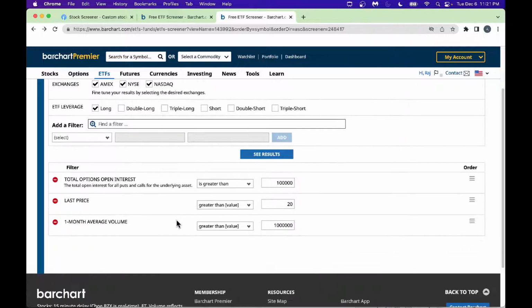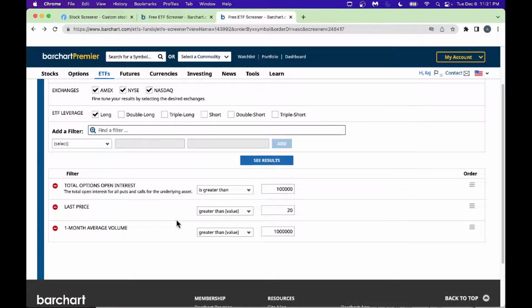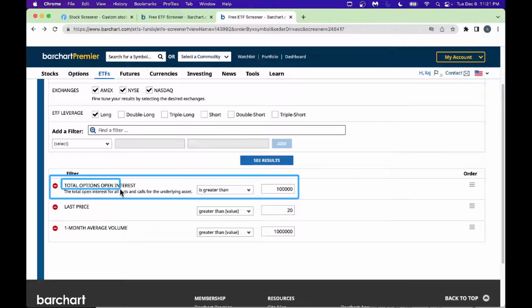And from a filter perspective, it's a very simple filter. I have open interest here. I want this to be more than 100,000. When we talk about open interest, it's basically the options contracts held by traders. It's not a daily volume. It's total options open interest, basically options contracts held as of now.